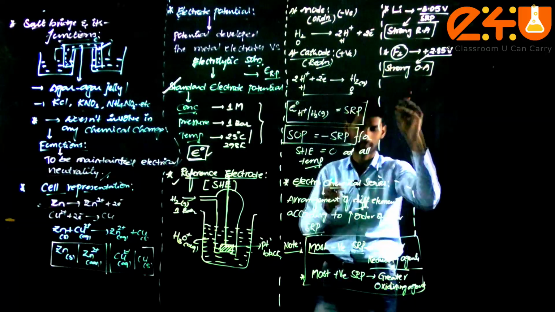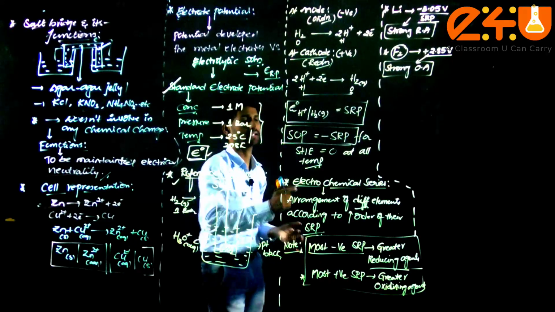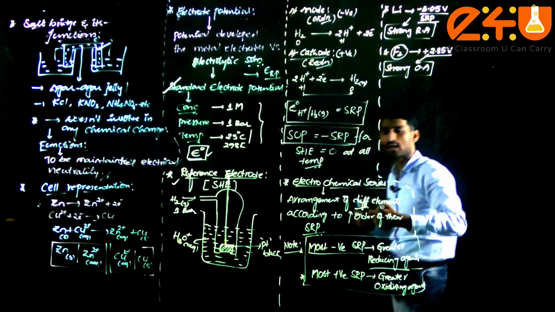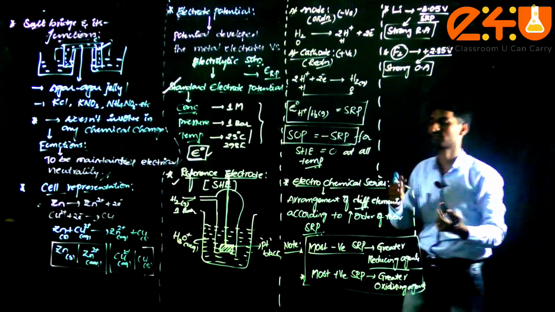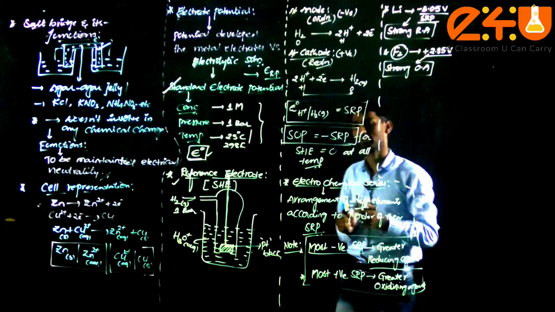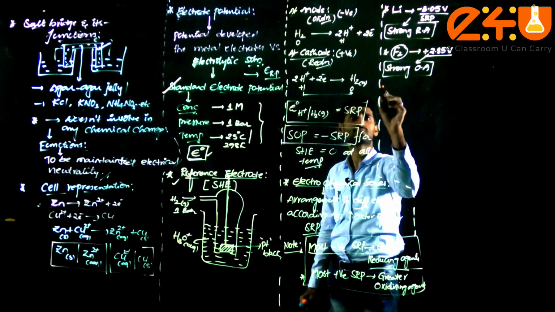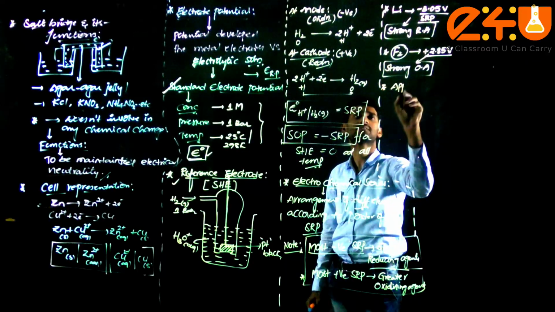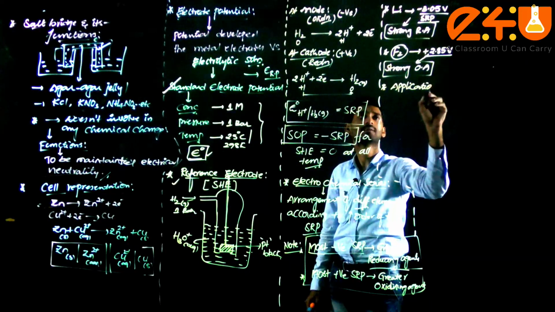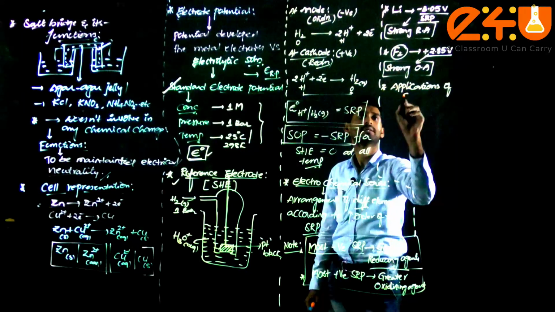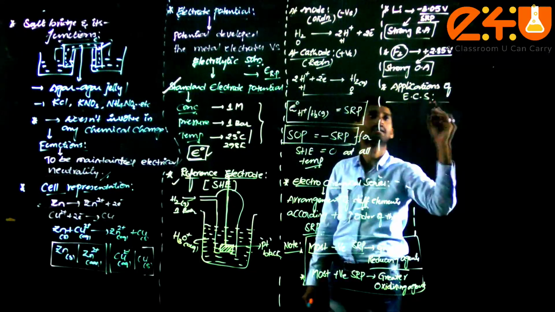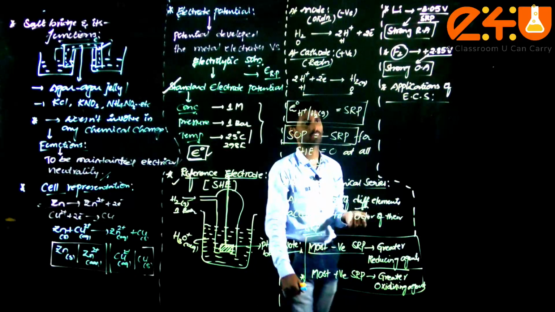Very, very, very important. Based on that only we have to study the electrochemical series. We have to arrange according to increasing order of their standard reduction potential, that is called the ECS. From that only we have to write. Next one, what are the applications of the electrochemical series? In that electrochemical series, what are we going to apply here?